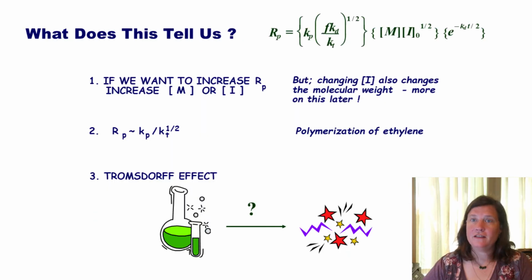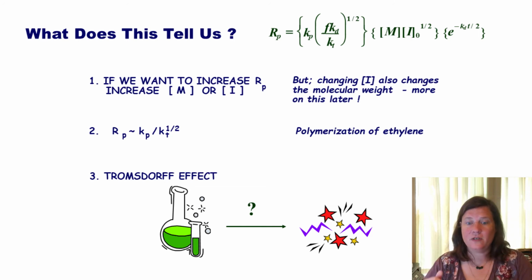If we look at the second set of brackets, we can very quickly see that if we increase the monomer concentration, we're going to increase the rate of polymerization. Hopefully that makes sense. Also, if we increase the initiator concentration, we increase the rate of polymerization. But what happens to the overall chain length if we keep increasing the initiator concentration?